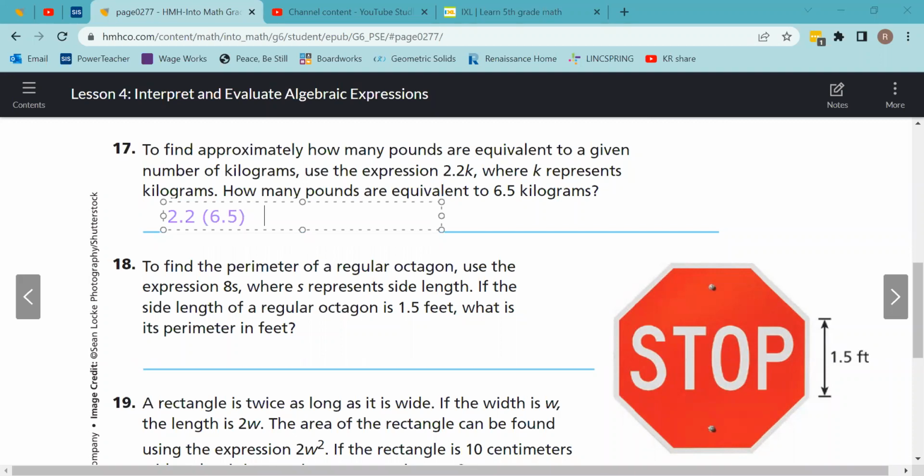Let me double check here what it says in the calculator. 6.5 times 2.2. Oh, good. I thought maybe we had to do some rounding. So we get 14.3. And I believe our label here is pounds.